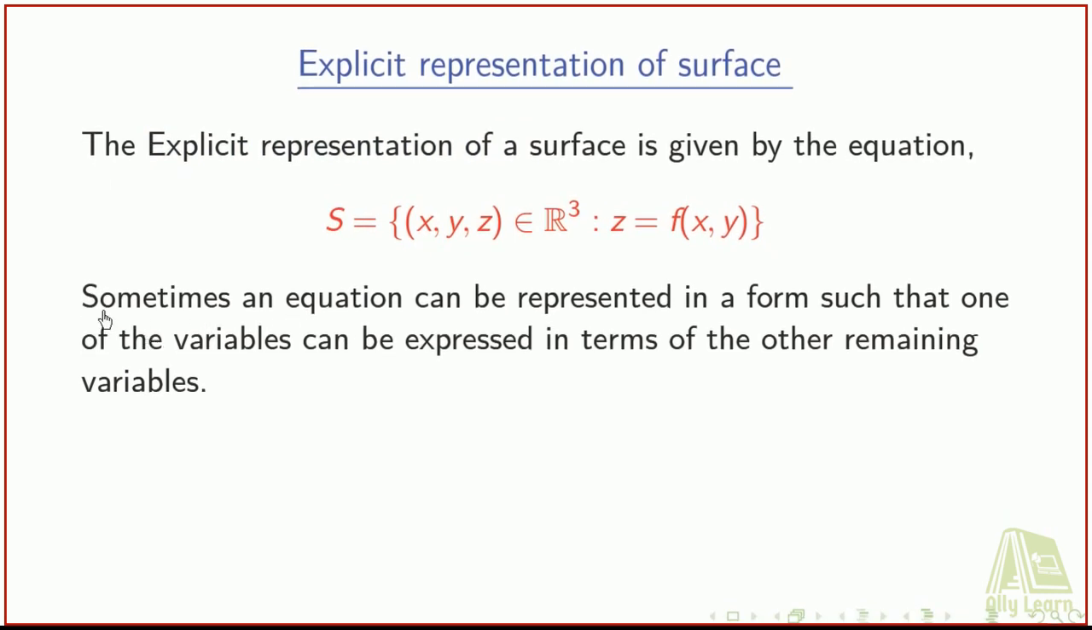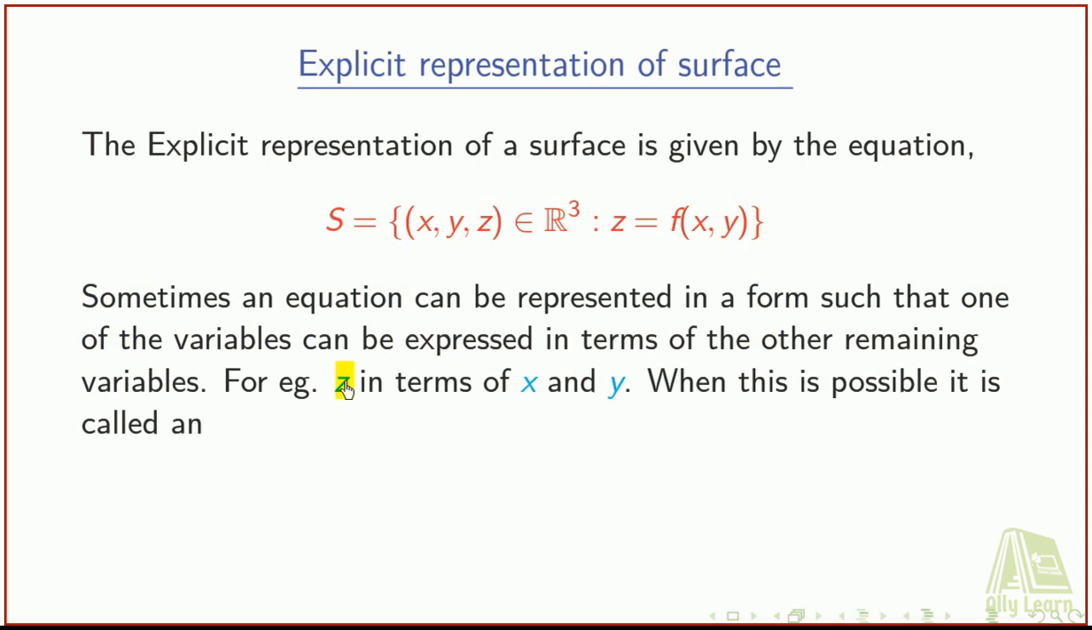What I said is that sometimes an equation can be represented in a form such that one of the variables can be expressed in terms of the other remaining variables. For example, we can express z in terms of x and y, or x in terms of z and y, or y in terms of z and x, but in surfaces mostly we will be expressing z in terms of x and y. Whenever we study the equation of a surface, we will always express z as a function of x and y, and whenever such a thing is possible, it is called an explicit representation of the form z equals f of x, y.